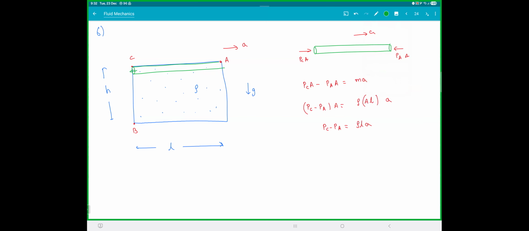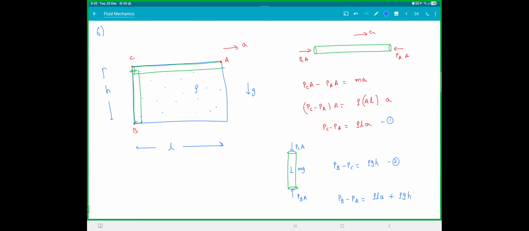Now you take a vertical cylinder. Whenever you're confused, FBD is always the savior. Now in this thing, there's only gravity G, isn't it? This is PC into area, this is mg, and this is PB into area. So here you'll get PB minus PC is equal to rho GH. If you add these two equations, this is 1 and this is 2, PB minus PA will be rho LA plus rho GH.